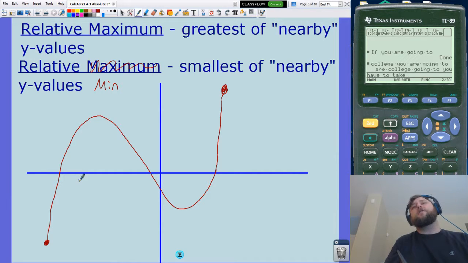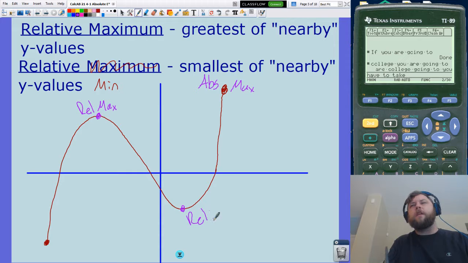So if I'm looking at this graph, this is now the maximum, right? That's the absolute max. But right here, we have a maximum just of this area. It's the vertex, right? So we're going to call this a relative max. And I know this is the absolute minimum, but here's also a minimum. So we're going to call this a relative minimum. So that's what it looks like in that graph.